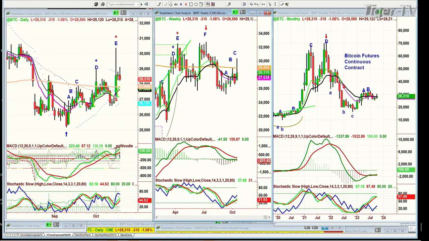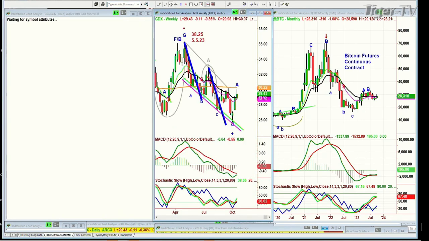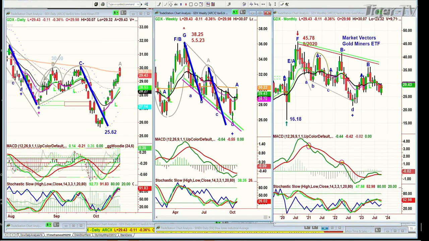Next question that came in is, if I can just find it. Yeah, could you just look at the GDX again like you've done every day? GDX. Yeah, so GDX is now red. It's down 11 cents to 29.43. Why? The only reason I can think of is this 200-period moving average is resistance.